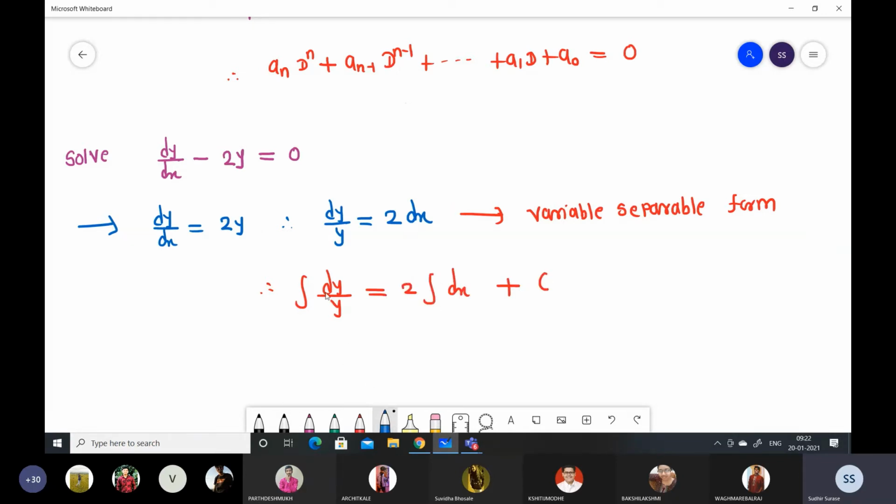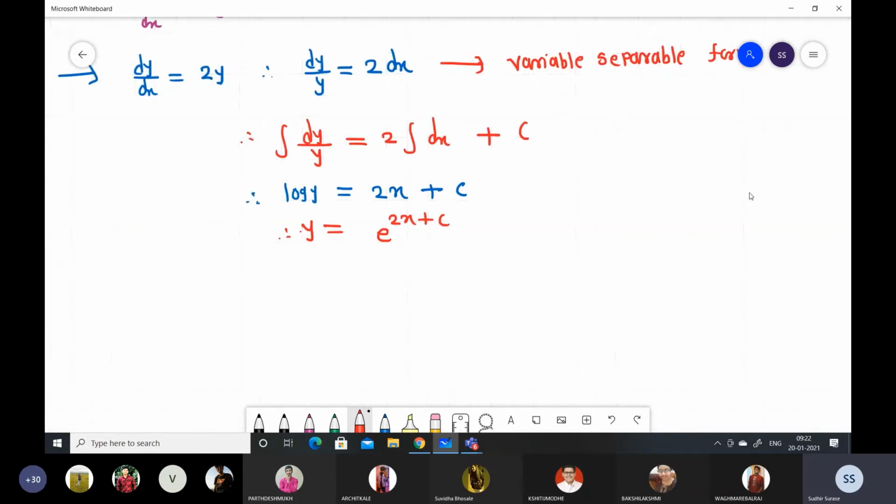And now we can see here, what is the integration of this 1 upon y? Yes, anyone? Log y. Right, it is log y, and it is equal to 2 times x plus constant c as it is. Now I'll take exponential on both sides, right? So therefore e to the power log will get cancelled, so we get y is equal to e to the power 2x plus c.